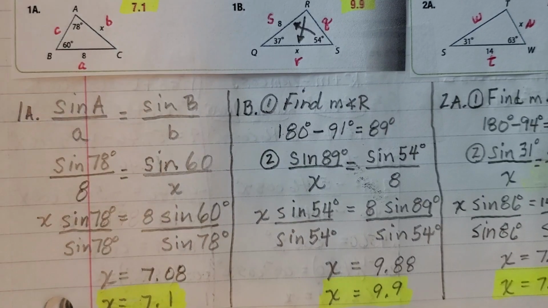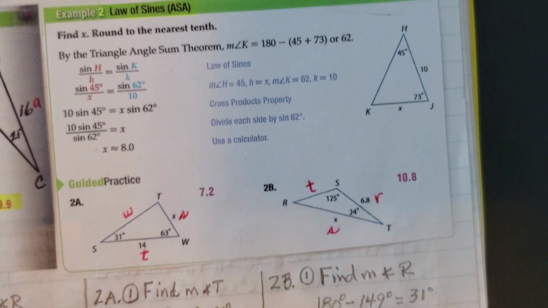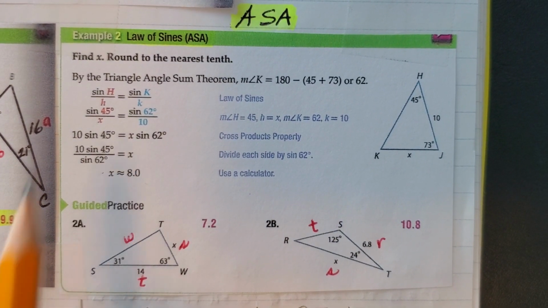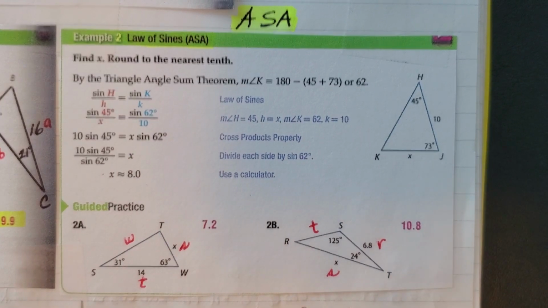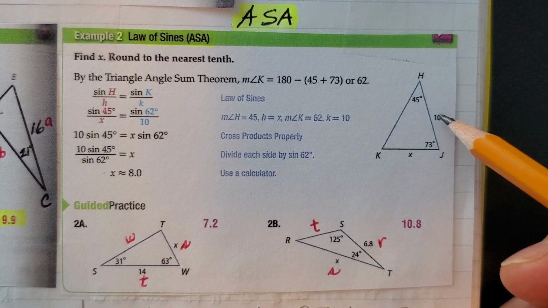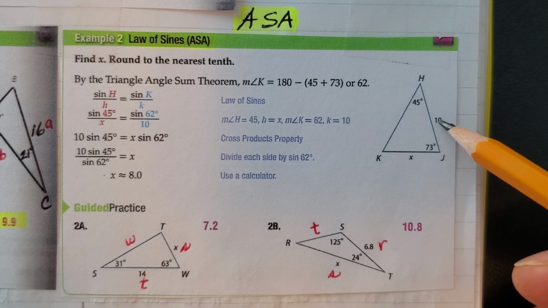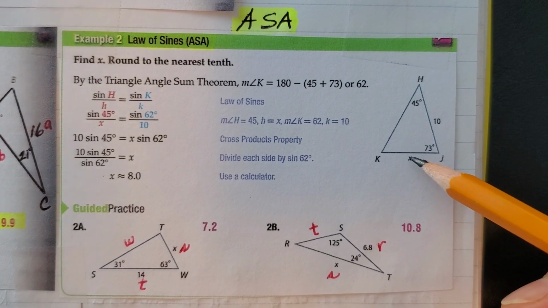Next, what if I have angle, side, and angle? Using the law of sines, this is when you have angle, side, angle. What does that mean? It means you have two angles given and the included side. That's the question: what are you given? You have two angles and the included side given, and you're trying to find a third side.